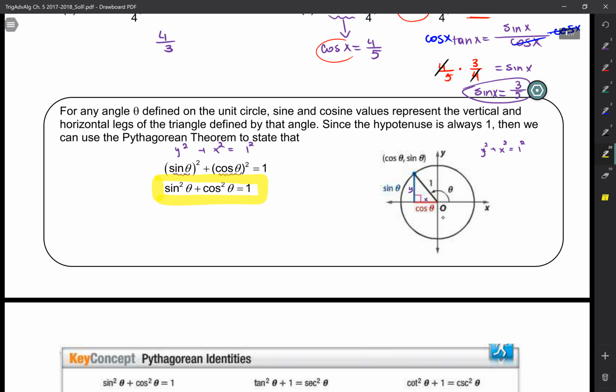This way of writing it, where the 2 is after the sine, is more conventional. That's the famous way to write it. So where did we come up with this? We started using the Pythagorean theorem, right? That's why this is called the Pythagorean identity.